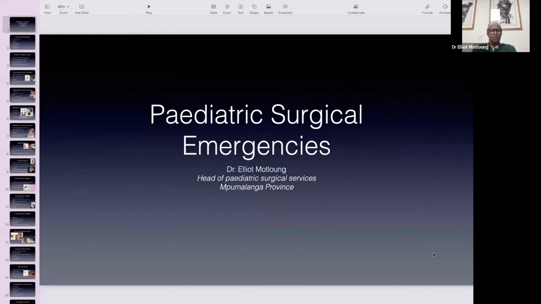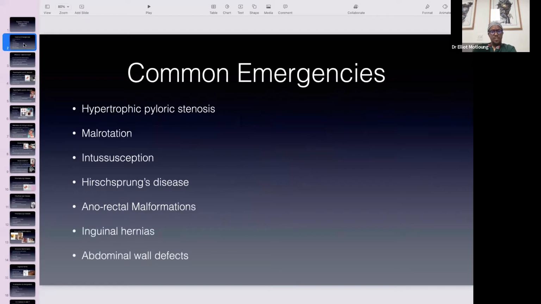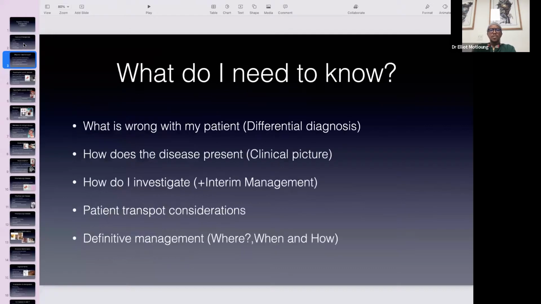So I will discuss hypertrophic pyloric stenosis, since I want to start up and go down. And then we'll discuss a little bit of malrotation and midgut volvulus. From there, we'll talk about intussusception, Hirschsprung's disease, and a little about anorectal malformation, as it's a very vast topic to discuss, but I will just speak about the considerations that you as a practitioner need to look at and how to manage the patient from your setting. And I will spend a little bit of time on inguinal hernias and abdominal wall defects. So since I've been allowed to, I will continue on my own screen this side.